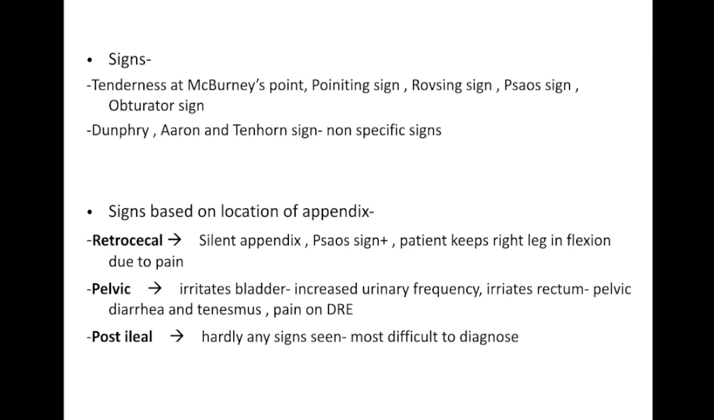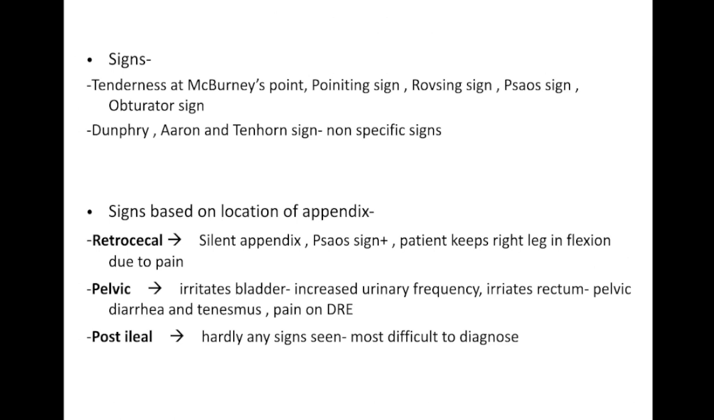There are also the non-specific signs: the Dunphy sign, the Aaron sign, and the Tenhorn sign. These are pain when the intra-abdominal pressure increases, like when the patient is coughing; pain which can be localized to the peri-umbilical region, and whenever the right lower quadrant is pressed; and pain whenever the spermatic cord is put under tension.